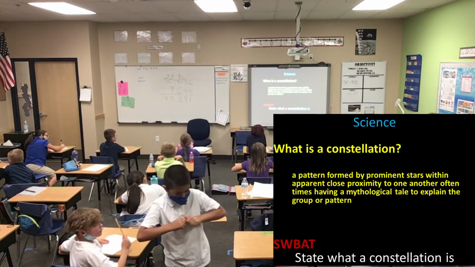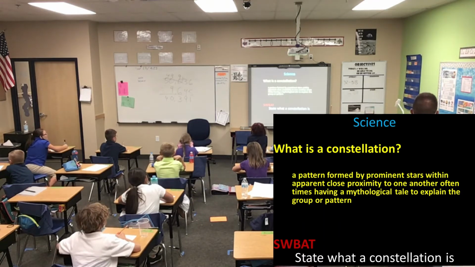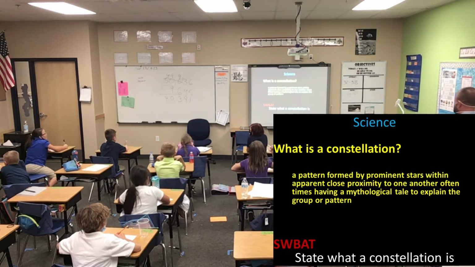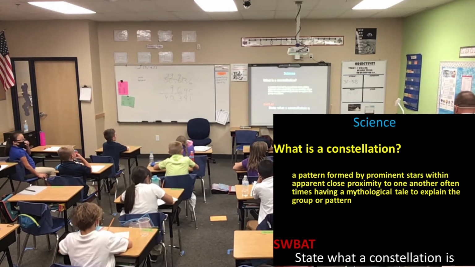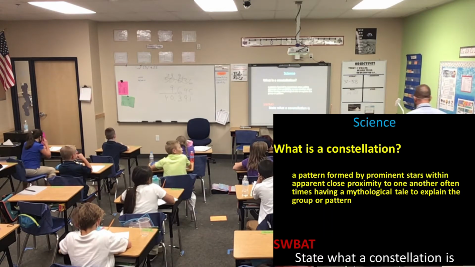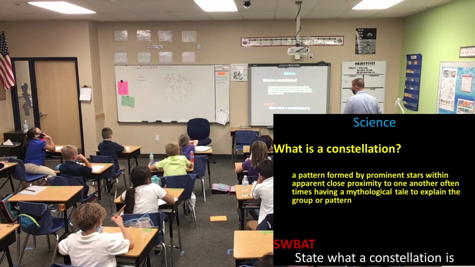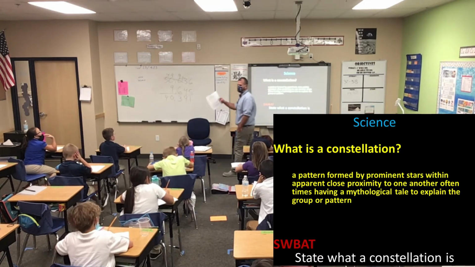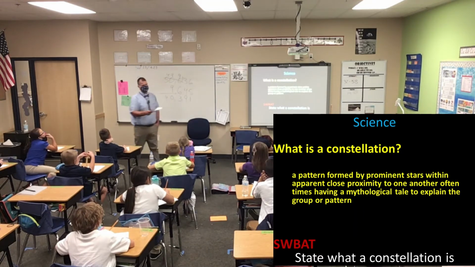A pattern formed by prominent stars within apparent close proximity to one another, oftentimes having a mythological tale to explain the group or pattern. So if you've ever done a connect the dots, follow the numbers, I found 1, and now I draw a line to 2, and now I draw a line to 3, and now I draw a line to 4. That's basically what we're doing with the stars in the sky.